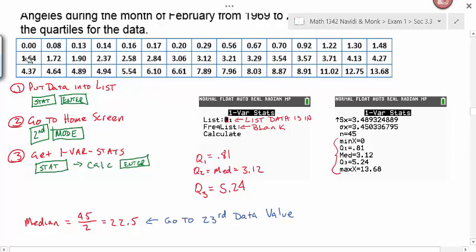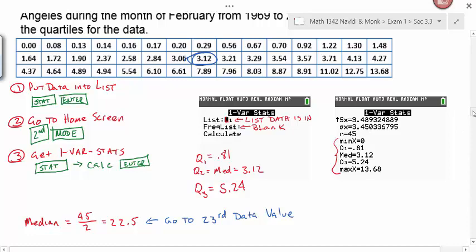So there's 15, 16, 17, 18, 19, 20, 21, 22, 23. This would be my median. Does everybody agree? That's what we got here, isn't it? 3.12. Now, if this is my median, that means there's 22 numbers to the left, 22 numbers to the right of the median. Do y'all remember me saying that it's the middle value?